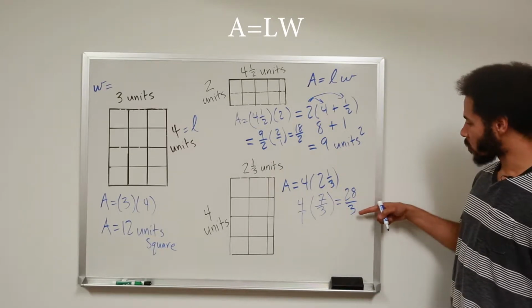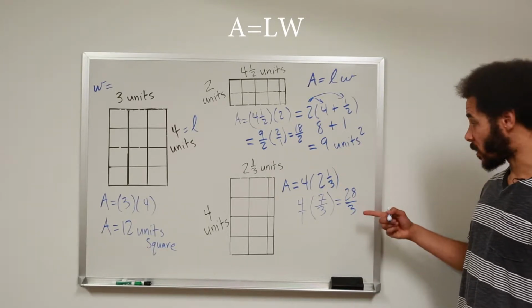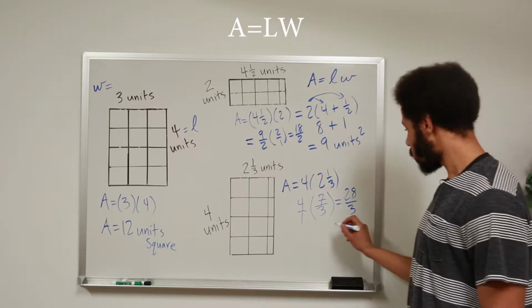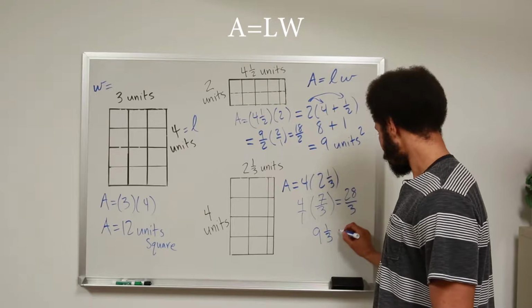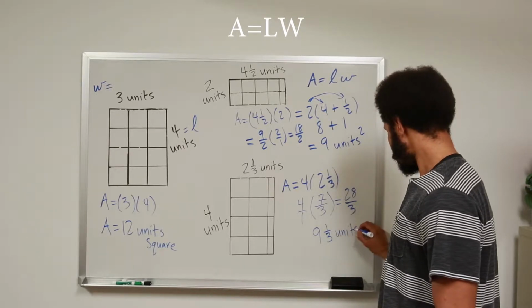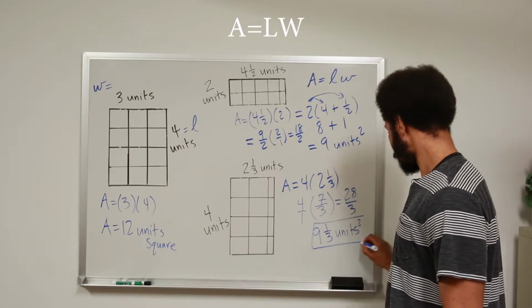We ask how many times does 3 go into 28? Well, 9 times. 9 times 3 is 27. We'll have 9 1/3 units squared.